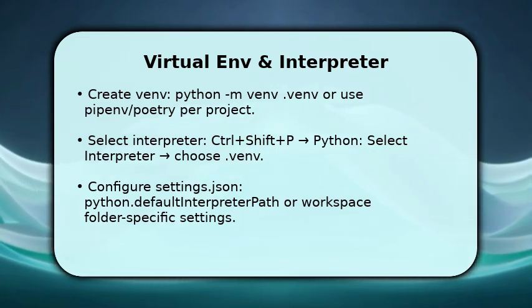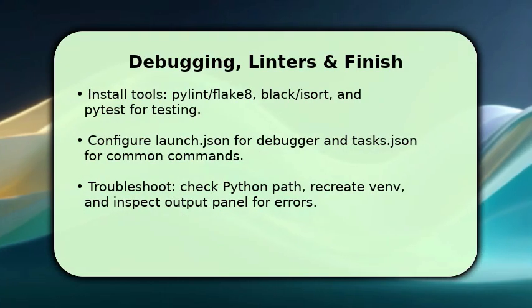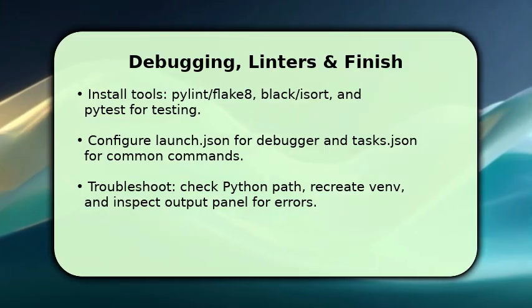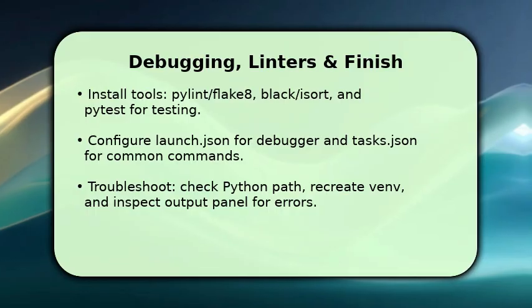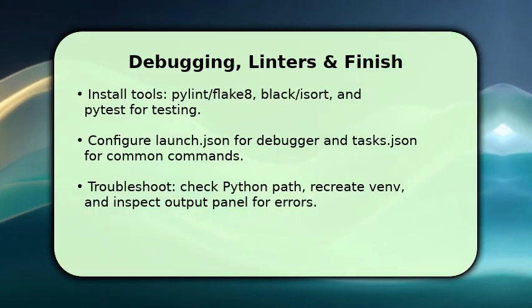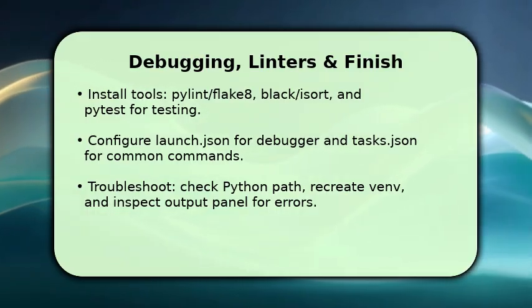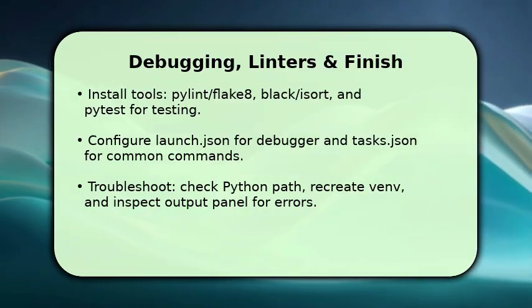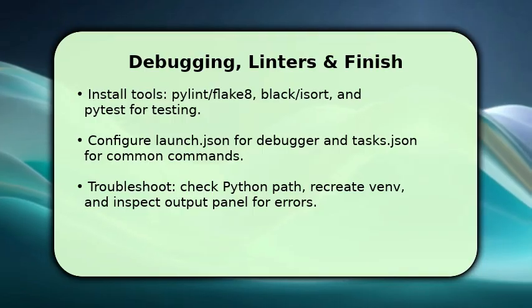You finalize the environment by installing linters, formatters, and test runners so code quality is enforced. pip install pylint black pytest. Then set up a basic launch.json to run and debug your app and tasks.json for common build or test commands. Make sure Format on Save is enabled if you want automated formatting.